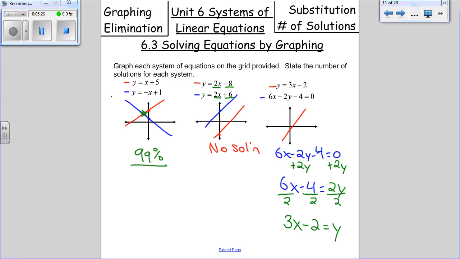When we rearrange the blue one, what did it end up looking like? It's the exact same equation. It's 3x minus 2, which means I would have the exact same line. If solutions are where lines cross each other, and two lines are the exact same, then they're crossing each other all the time. And these lines go forever. So we call this infinite solutions.